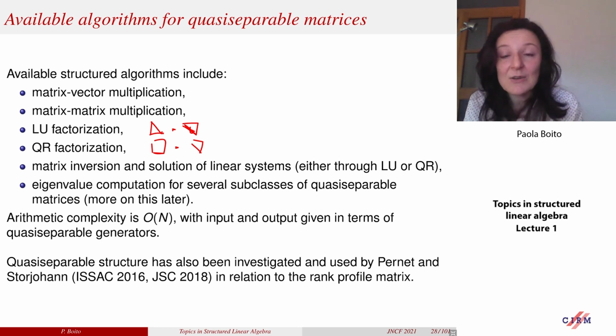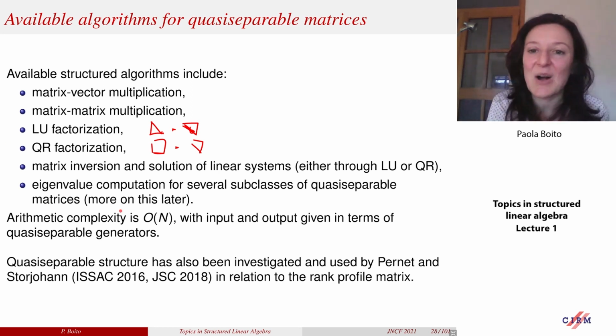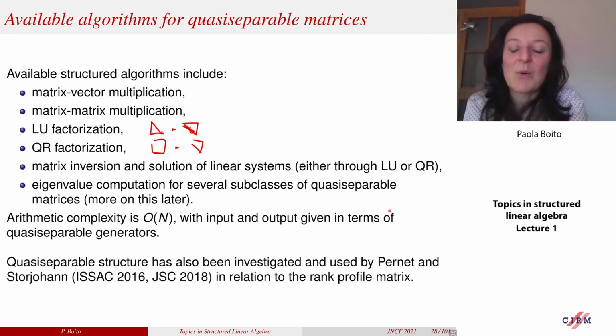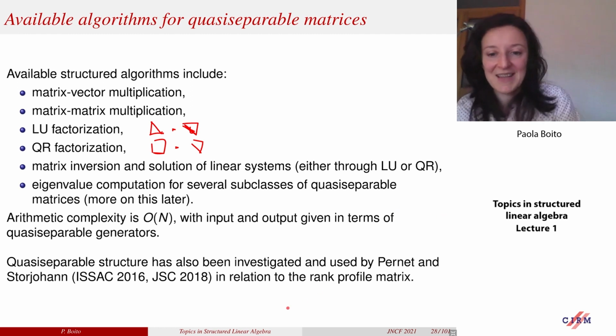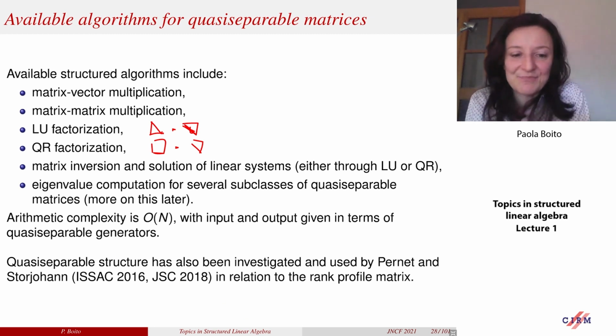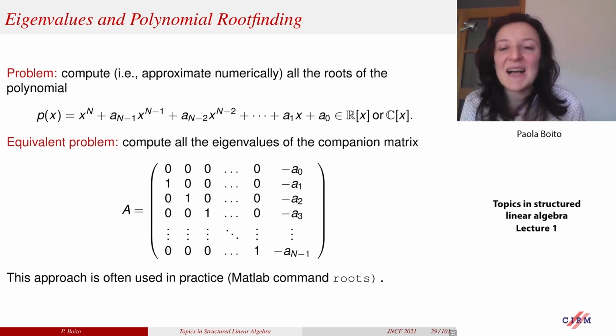And speaking of use of quasi-separable matrix, I'd also like to mention work by Clément Pernet, who used the quasi-separable structure in relation to the rank profile matrix, and an ISAC paper, and then another paper in 2018. So there are many uses for this kind of structure.